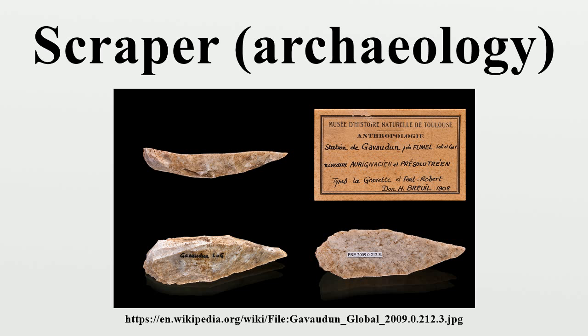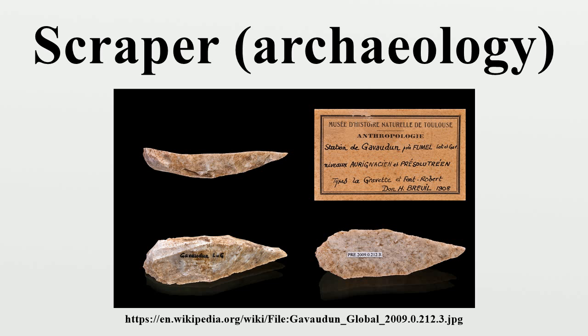How scrapers are used. The edge of the scraper that is extremely angled is the working edge. This edge is often used to soften hides or clean the meat off of the hides, in addition to being used for woodwork. As the term scraper suggests, this tool was scraped at the hide or wood in order to reach the end goal. Scrapers tended to be large enough to fit comfortably in the hand and could be used without being mounted on wood or bone.